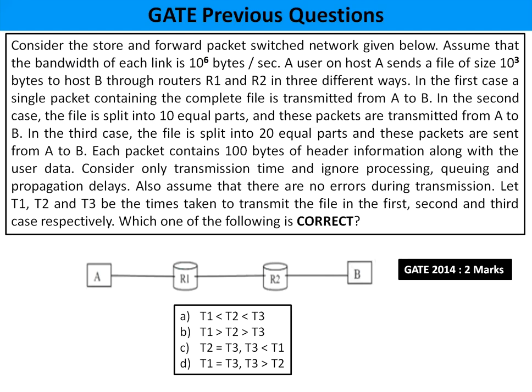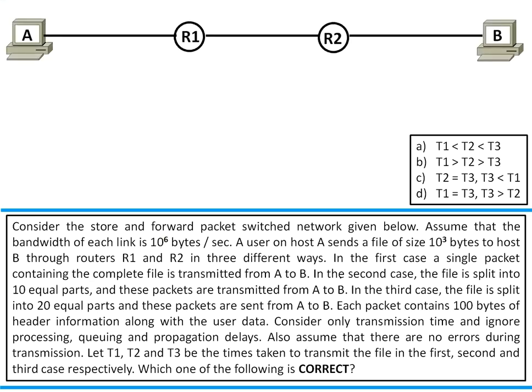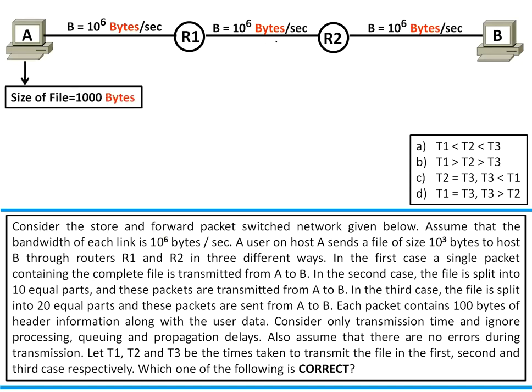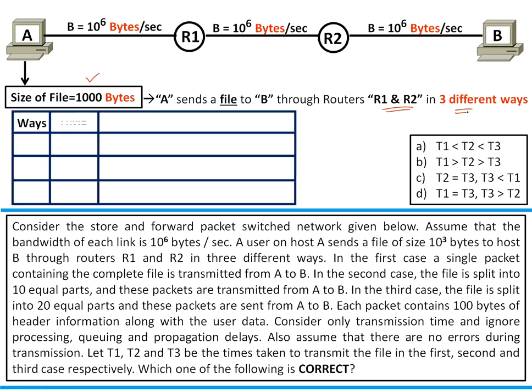Please read this question. This was given in GATE 2014 for 2 marks. Now, the two systems are connected. Bandwidth is given as 10 power 6 bytes per second. Size of file is 1000 bytes, to be sent through routers R1 and R2 in 3 different ways. Time, and how to send a file.